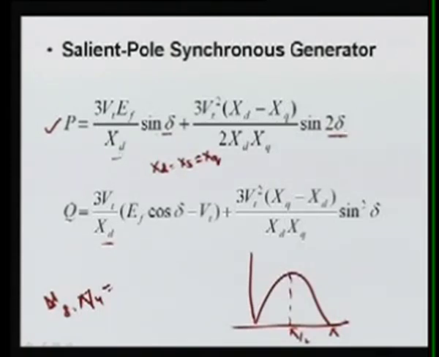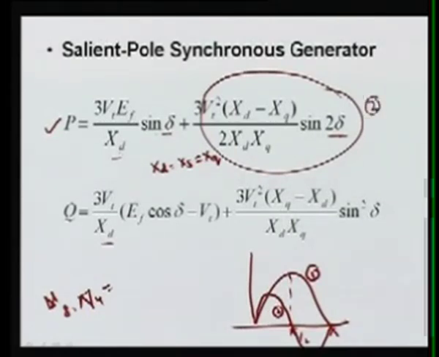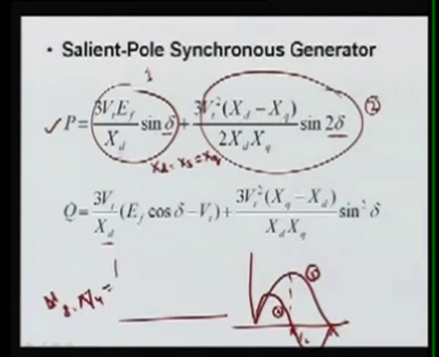So what are we going to get? We are going to get another component like this here. I can call this component number 1 and component number 2. This is the diagram for component number 2 and this is for component number 1. So for the resultant, these will be added, and it is shifted slightly. This angle is not pi by 2, it is less than pi by 2. So this is the real power of our salient pole machine.